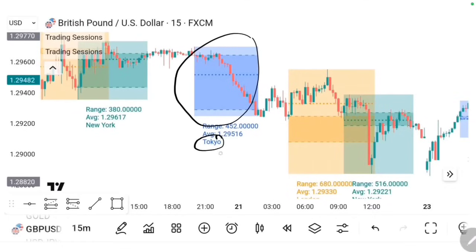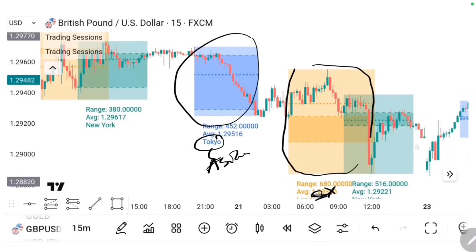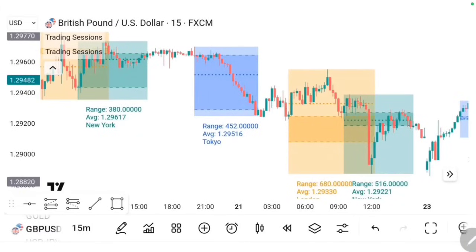This color is the Tokyo session, or what we call the Asian session. This is the London session. I will write it down here, London session, somewhere around here. Now you have the New York session. So these are the three colors. So you now discover that, as I said, this is the Asian session, and it breaks into the London session here.